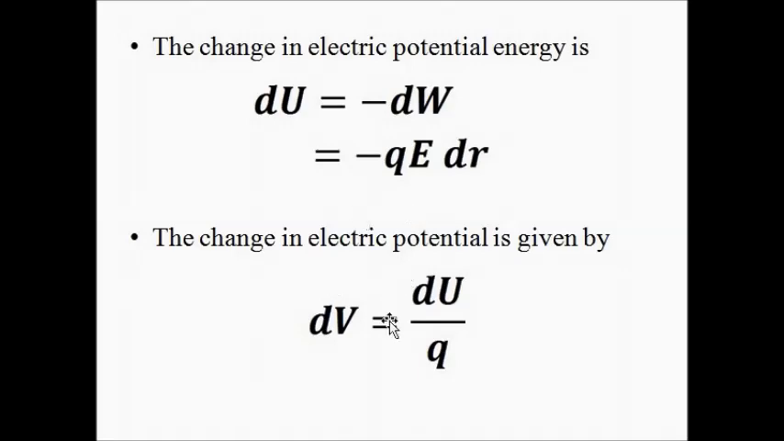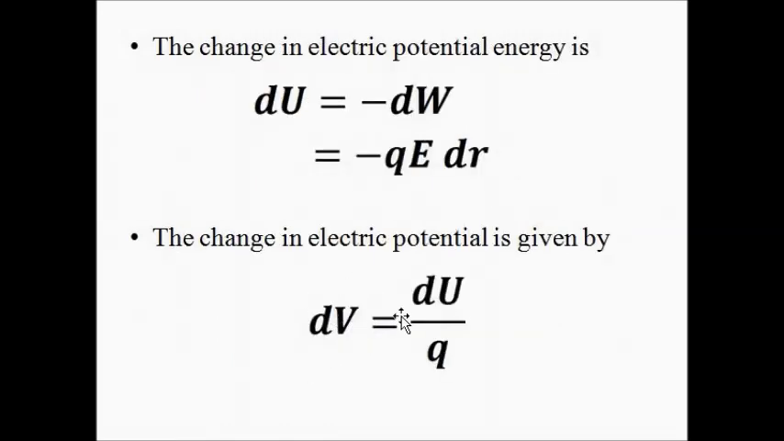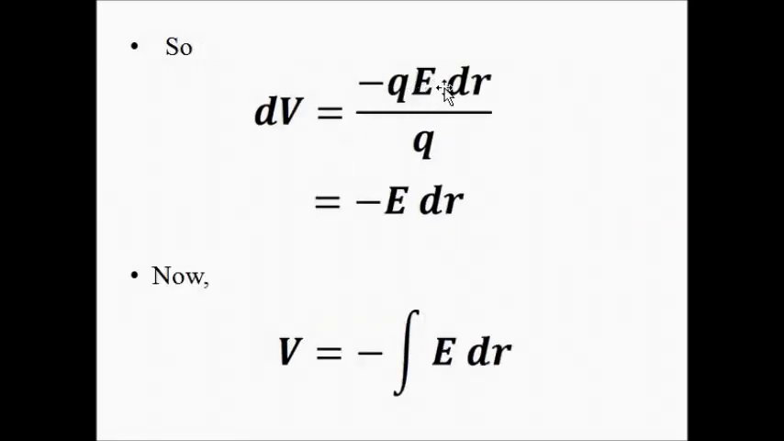Now the electric potential, we just discussed, the potential difference is the change in potential energy divided by the test charge q. So we substitute this minus qE dr in the numerator, so it will become minus qE dr by q. q and q will get cancelled from the numerator and the denominator, and the small change in electric potential will be minus E dr. So the net electric potential V will be minus the whole integration of E dr. This is the relation between the electric potential V and the electric field intensity E.